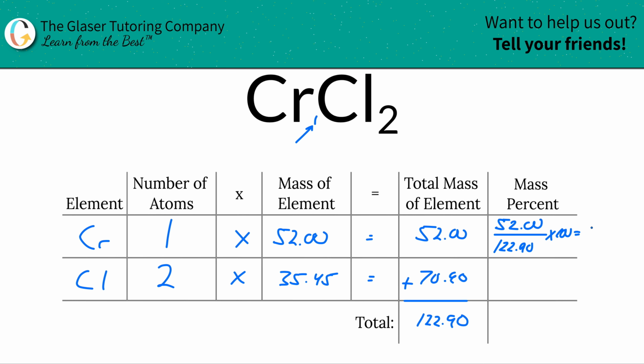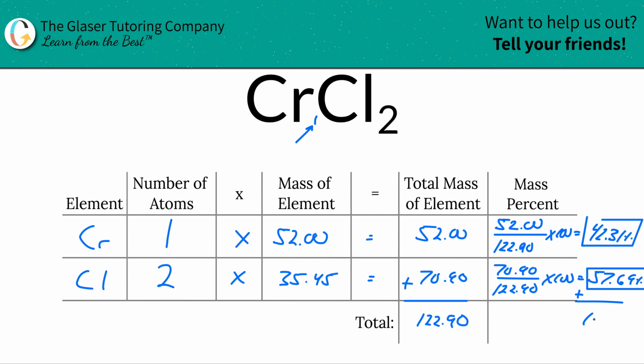And when you do that out, we get a percentage here of roughly about 42.31 or so. That's in terms of percent. And then last but not least, for chlorine, we take the total 70.9. Notice how it's not the same as the atomic mass or the molar mass because there are 2 atoms. So when you do that, now it works out to be 57.69. And when you add these 2 percents together, hopefully what should happen is you get 100%. That's a nice little way to check yourself before you wreck yourself.